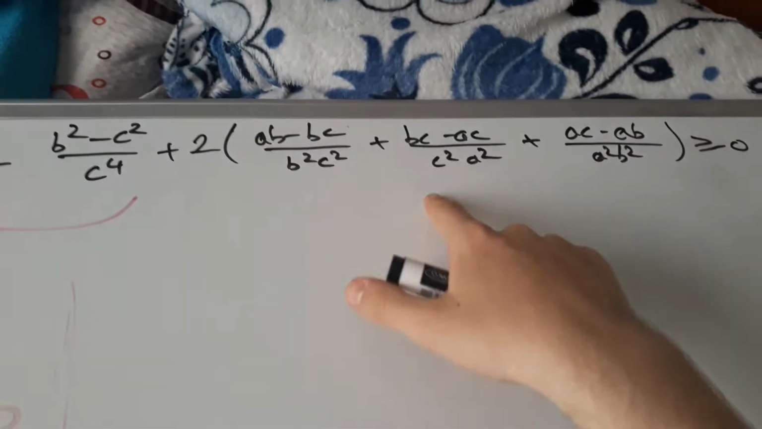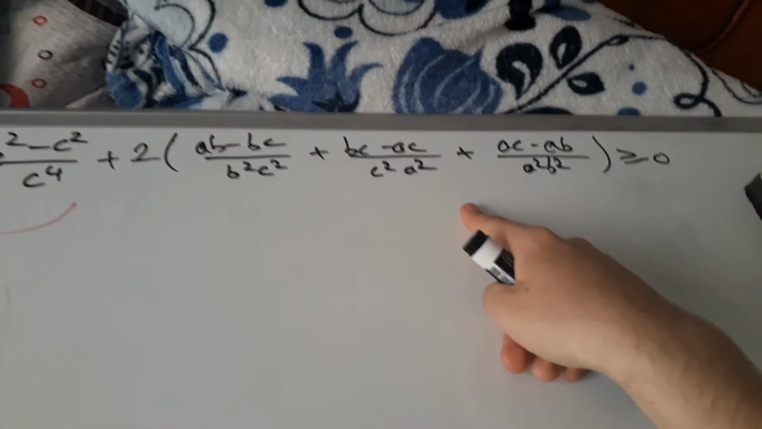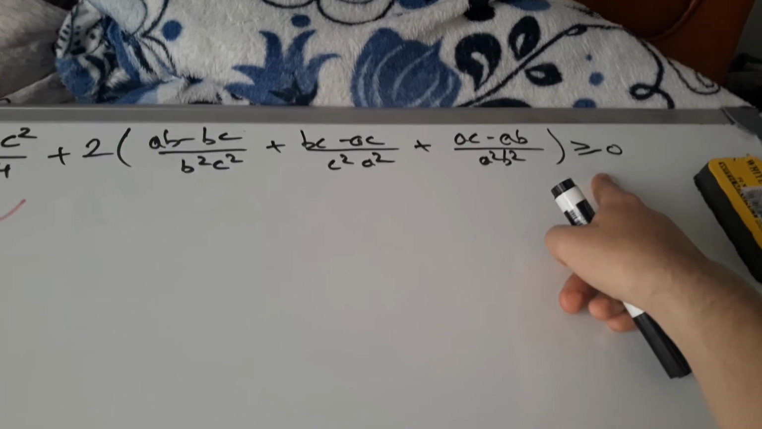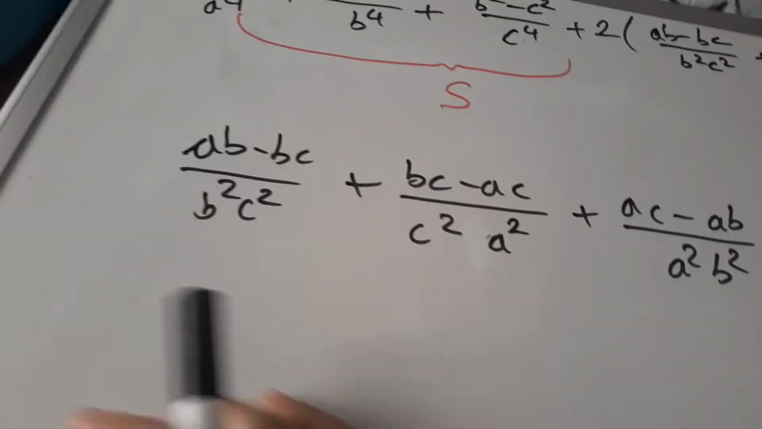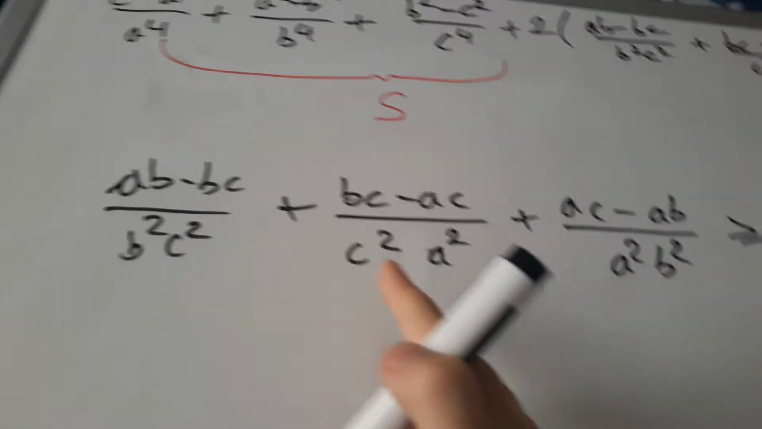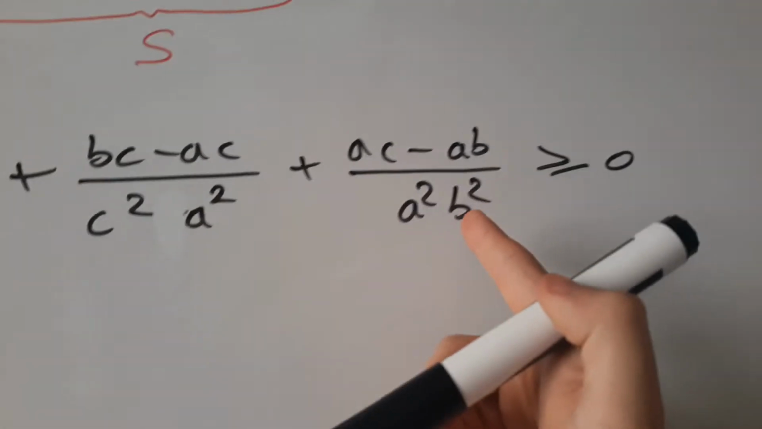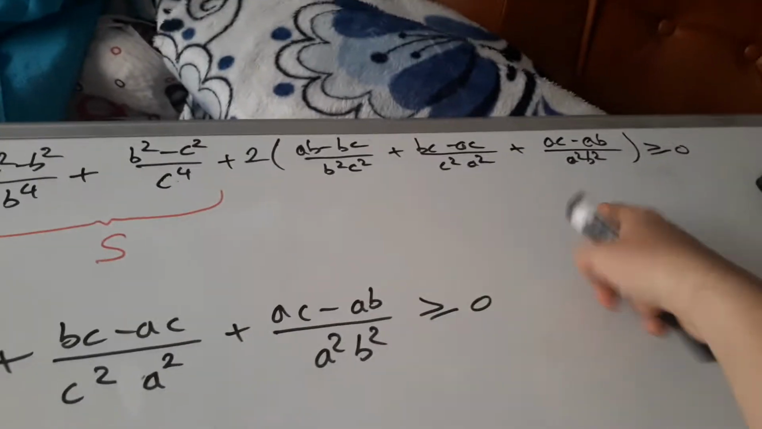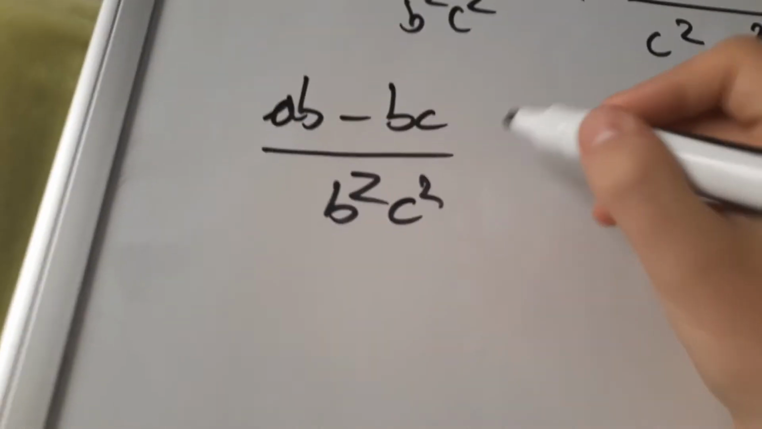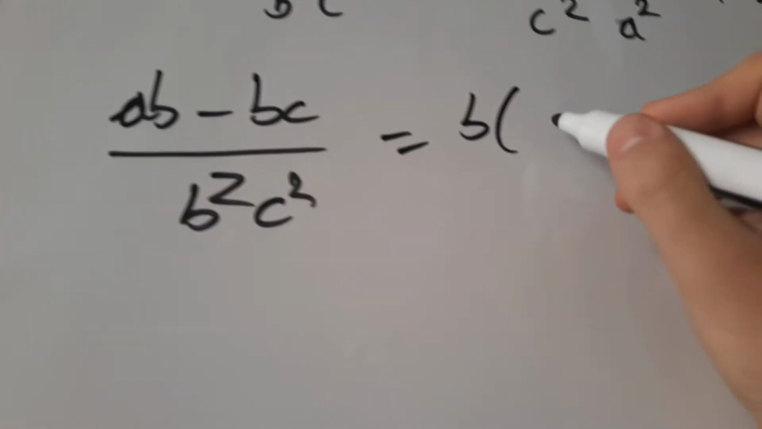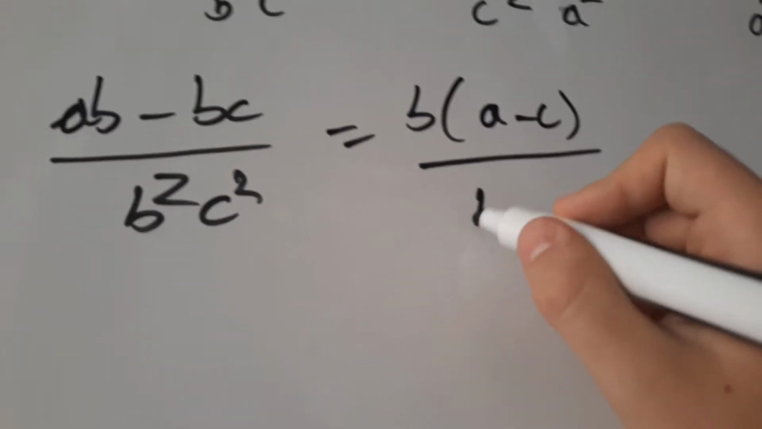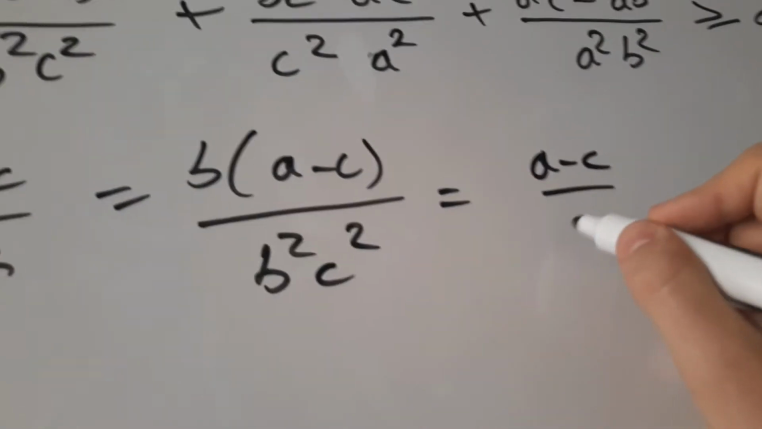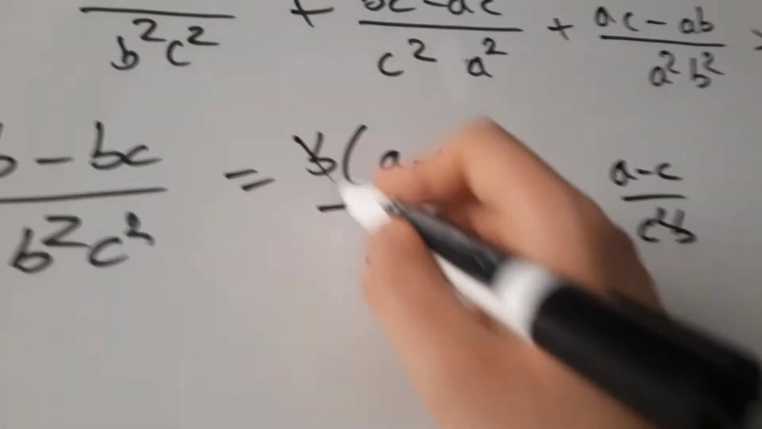We have to find that if this sum is greater than or equal to 0. If this is true, we have completely solved this problem. We have to prove that AB minus BC over this plus BC minus AC over this plus AC minus AB over this is greater than or equal to 0 from here. The first fraction is equal to B times A minus C all over B squared C squared is equal to A minus C all over C squared B. We simplify from here.